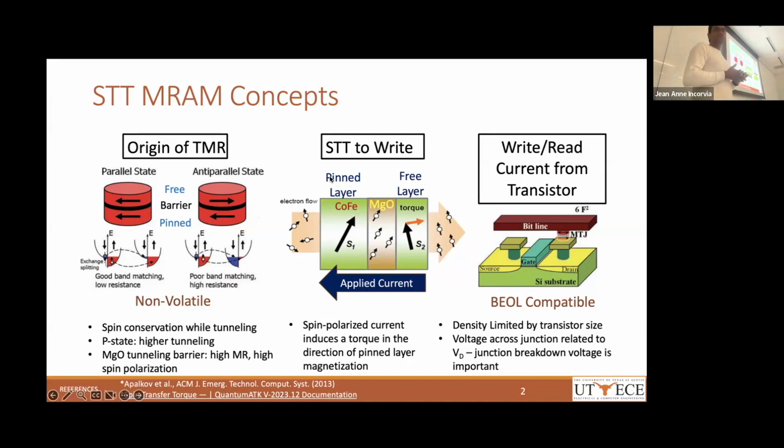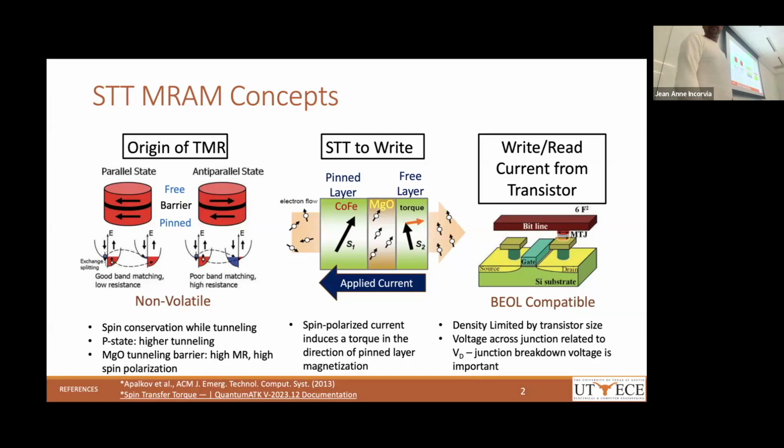So to write in this memory, we use spin transfer torque, if we apply current across this barrier. The electrons get spin polarized in the pinned layer, and tunnel through the MgO barrier while conserving their spin, and provide some torque on the free layer magnetization, and that helps to realign the free layer magnetization in the direction of the pinned layer.